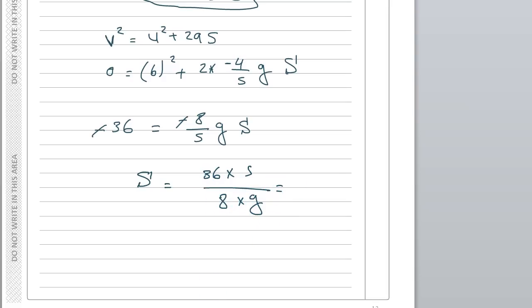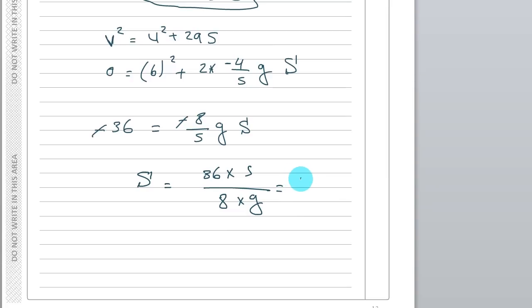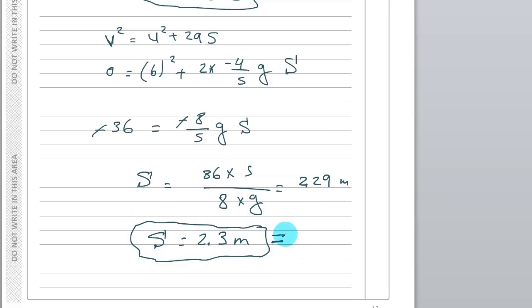So let us find the solution. 36 times 5 divided by 8 divided by 9.81. So the answer is 2.3 meters. So s is equal to 2.3 meters. So the distance OA is equal to 2.3 meters.